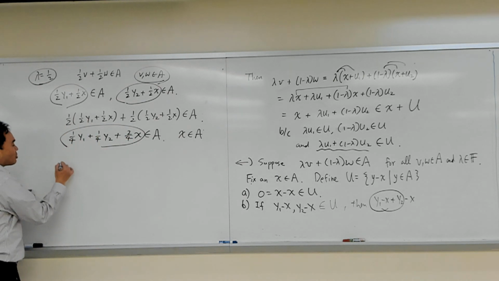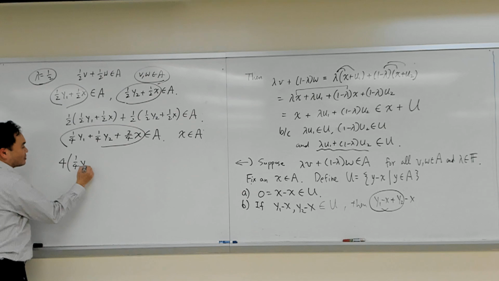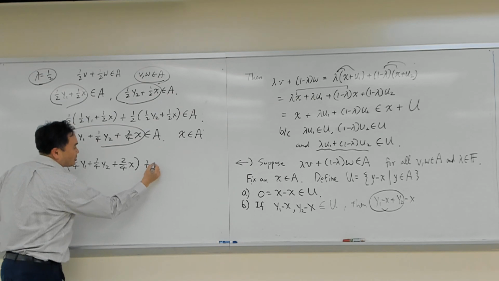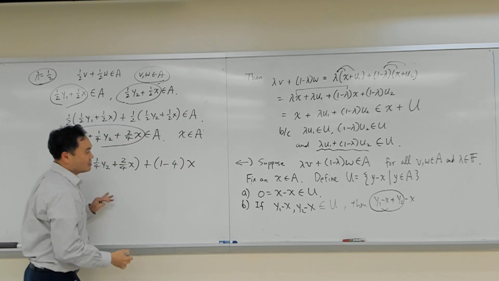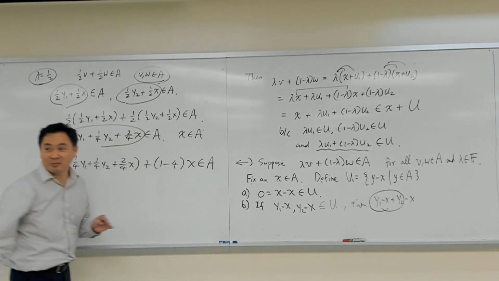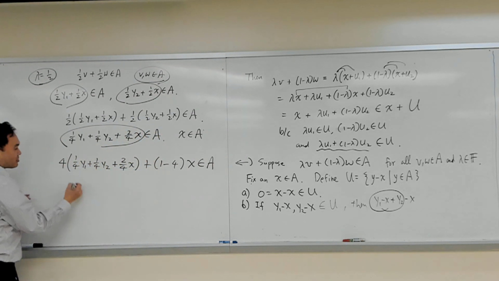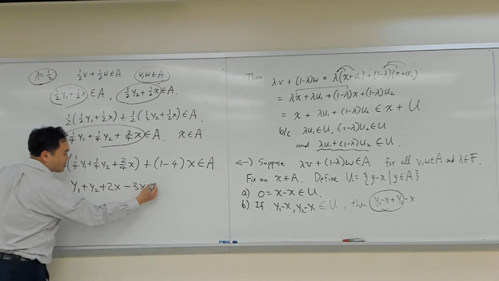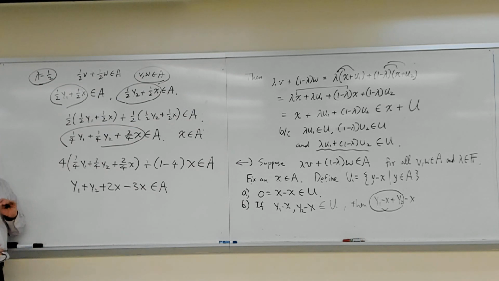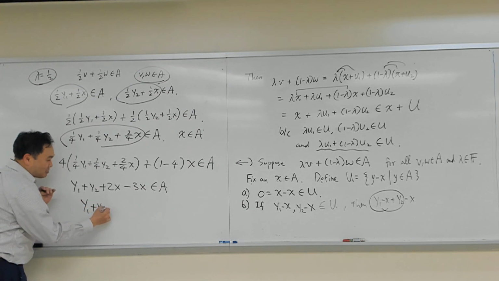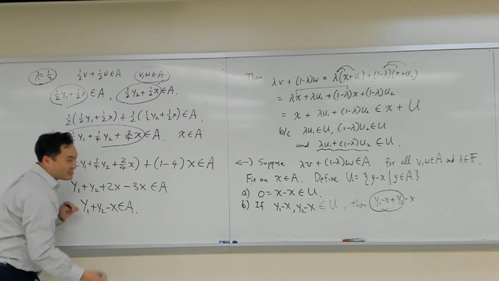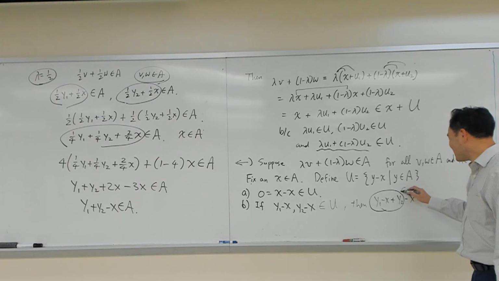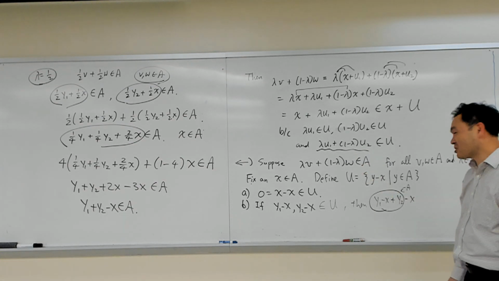So you take 4 times this, plus 1 minus 4 times x. And this is in A, that's what we know, right? And 4 cancels, so what do you get? y1 plus y2 plus 2x minus 3x is in A. Boom, what do you see? y1 plus y2 minus x is indeed in A, exactly what we wanted to prove, right? Okay? So this is now in A because of all the calculations that we did.